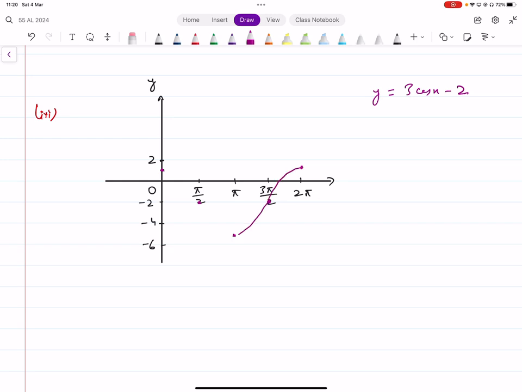This is how the graph looks like. This is your cos graph. 3 cos x minus 2. Make sense? Just take values. You should remember the shape of the graph. Once you've taken those values, आप उनके through वो वाली shape बना देंगे cos की shape. Is that okay?